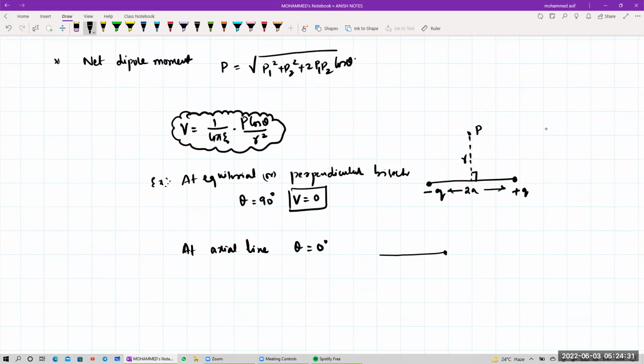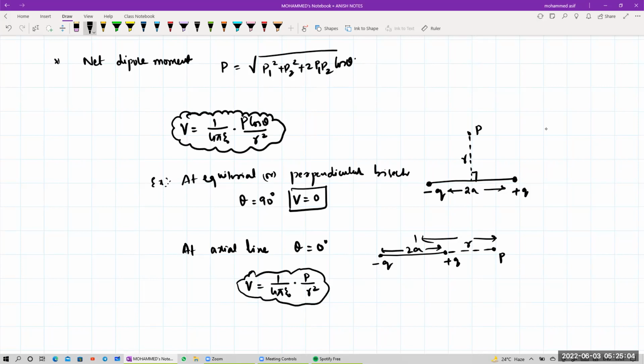Axial line means, if this is a dipole here, this is plus q, and this one is minus q, and the distance between them is 2a, and the point P is somewhere on the axis, at a distance r from the center. So theta value is 0. If theta value is 0, what will be the potential formula? V equals 1 by 4 pi epsilon naught into P divided by R square. So potential is 0 on the perpendicular bisector, and it is 1 by 4 pi epsilon naught into P by R square on the axial point.